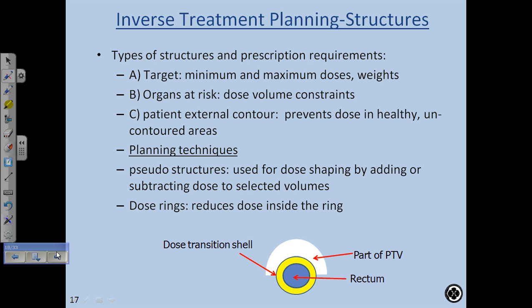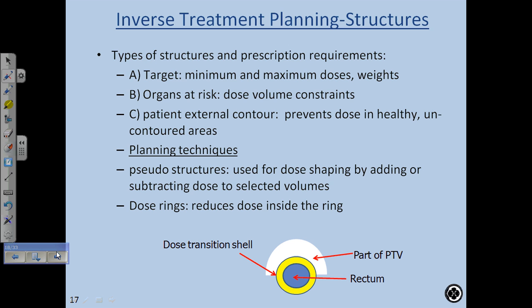Types of structures and prescription requirements: target. This has to do with the information that we enter in the computer when we're doing the inverse treatment planning part. We need to enter minimum and maximum doses and weights. We'll talk about that in a minute. I have a table I could show you. Organs at risk, dose constraints, we talked about that.